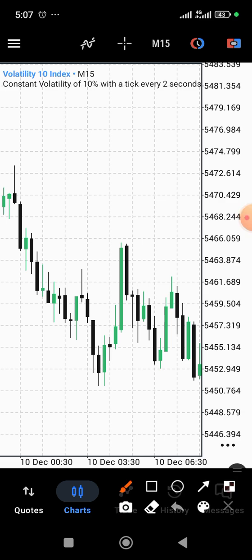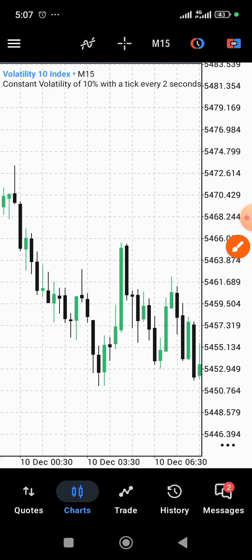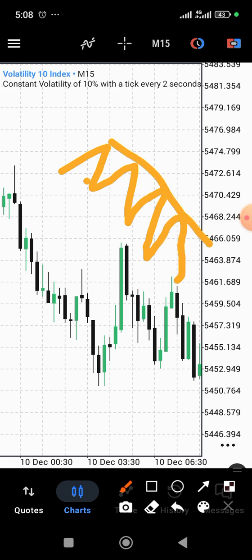When the market price is creating higher highs and higher lows like this, the market is on an uptrend. When the market price is creating lower highs and lower lows like this, the market price is on a downtrend.